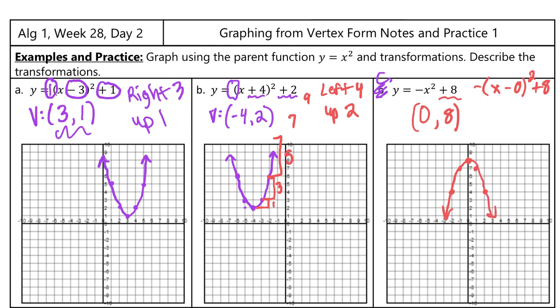So our transformations: we don't have a shift left or right because it's 0, but we do have a shift up 8. And we also want to describe the fact that it's an upside down parabola. So we call that a reflection over the x-axis. And that's to specify that the way we are reflecting it is over this way, as opposed to over this way. More on that later, probably, but that's the idea.